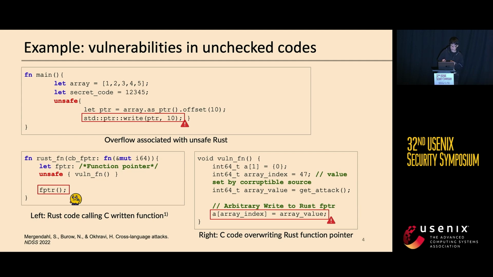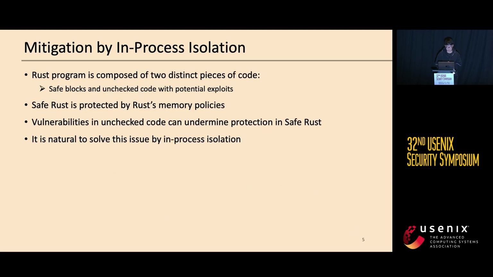The following example in the paper Cross-Language Attacks illustrates how code written in a foreign function can pose significant risks on a Rust program. In the Rust code on the left, there's a function pointer fptr, and the subsequent line calls a vulnerable function written in C. In the C code on the right, due to an overflow, Rust's function pointer fptr gets overwritten, and thus it leads to arbitrary code execution.